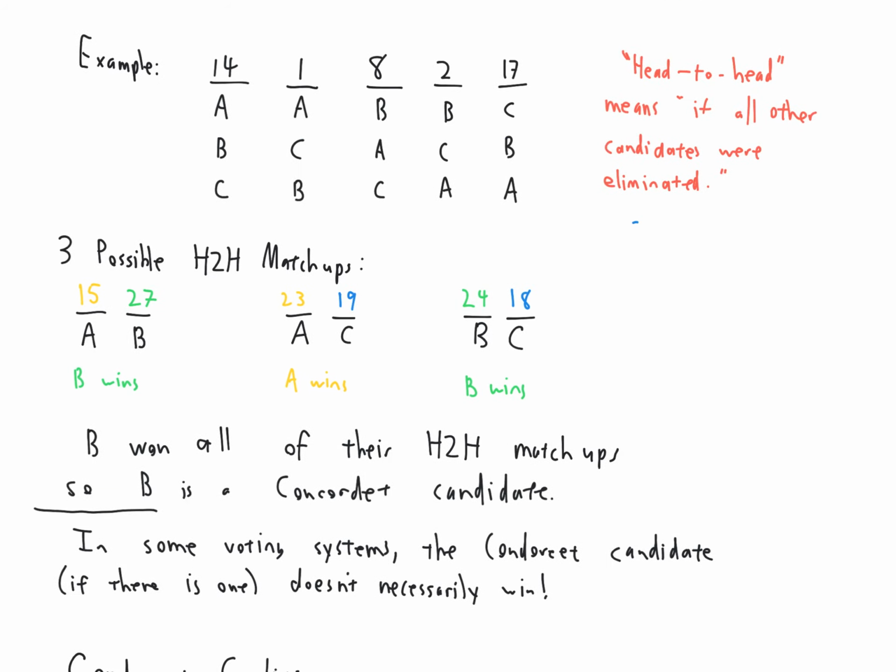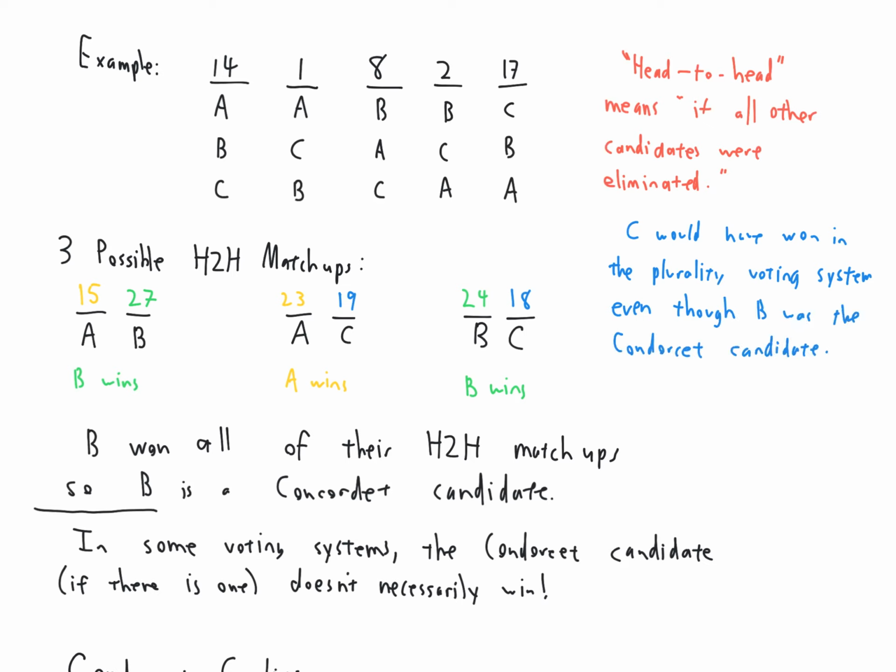Going back to the example that we just looked at, C would have won if we were using a plurality voting system. And this happened even though B was the Condorcet candidate. Now, if the plurality voting system satisfied the Condorcet condition, B should have won this election because the Condorcet candidate always wins. So because we have an example of the Condorcet candidate not winning in the plurality voting system, the plurality voting system must not satisfy the Condorcet condition.